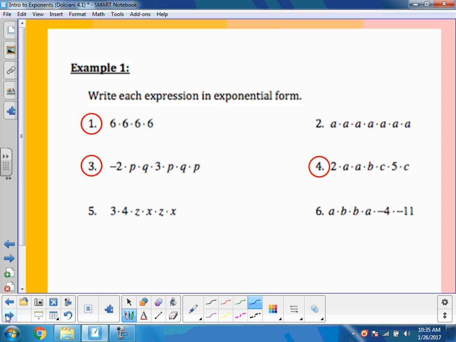Okay, let's work on these a few more. Just like we saw, a bunch of 6s. So this is a common base, which is 6, and then there's 1, 2, 3, 4 of them. That is 6 to the 4th power.